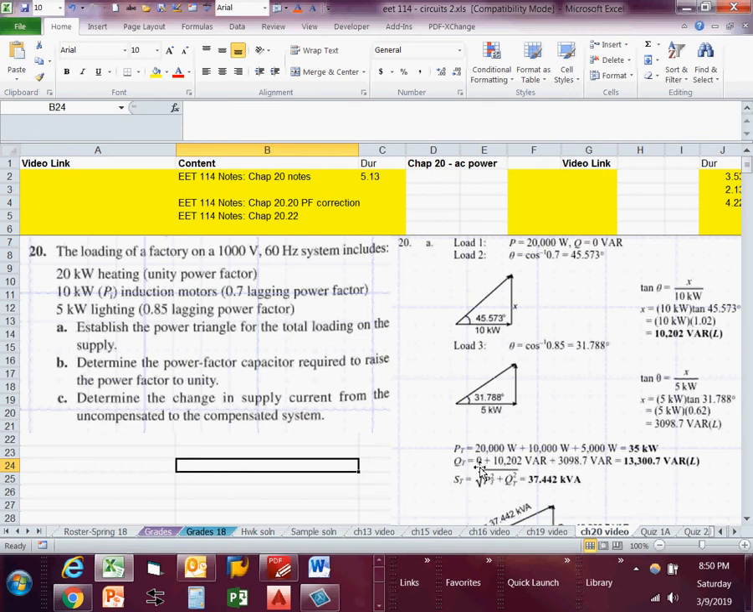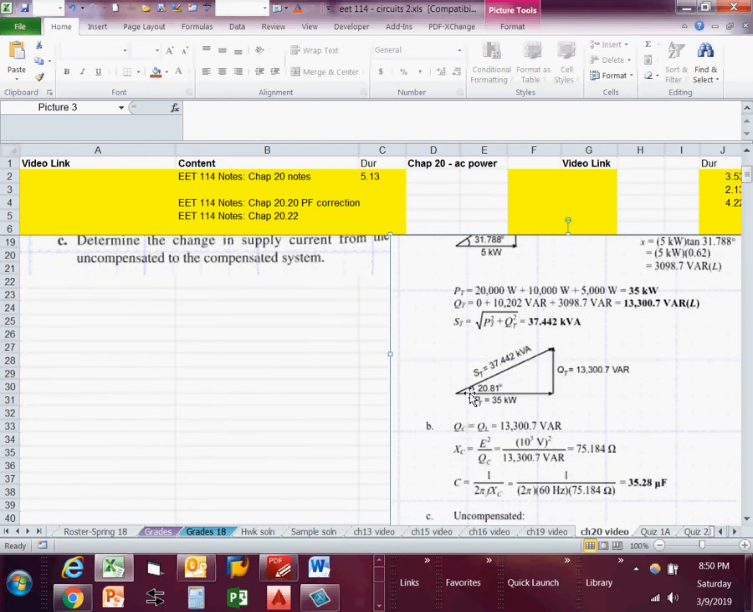Q sub T equals 0 plus 10,202 plus 3,098.7 vars for a total of 13,300.7 vars inductive. And then S sub T is the total apparent power equals the square root of these two guys squared added together equals 37.442 kVA. So here's the triangle. This is what it looks like from these three values. They figured out what the phase angle is, 20.81 degrees. And you could figure that out by doing the trigonometry on this triangle here.